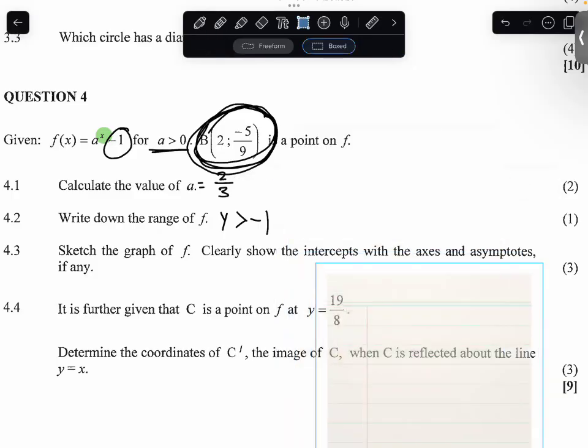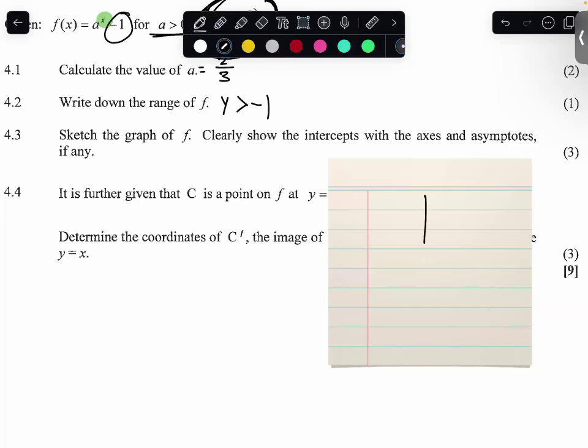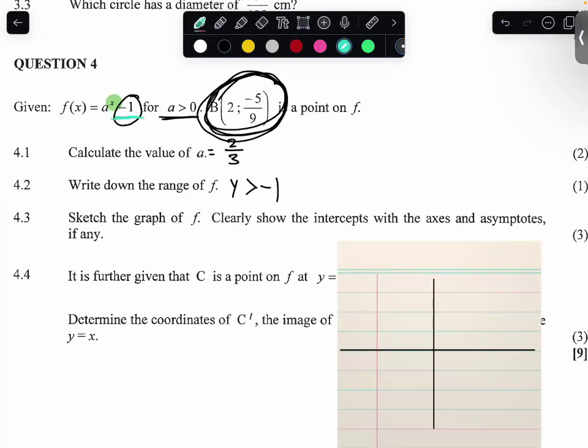Okay. Then it says, sketch the graph of f, clearly show the intercepts with the axes and the asymptotes, if any. So very simply, when you're sketching this graph, the first thing you do is draw your asymptote. Your asymptote is here, the loose number at the back. It's minus 1. Then you need your y-intercept. So there are always 3 things you need in order to sketch an exponential graph. My exponential graph is this, by the way: 2 over 3 all to the x minus 1. So the first thing is your asymptote.